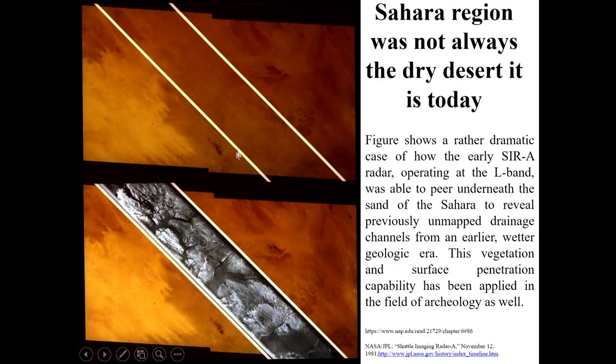But if the same area was imaged with Shuttle Imaging Radar SIR-A, which operated in L band, the long wavelength was able to penetrate the top sand surface and interact with the subsurface, and one can easily see that the paleo channel could be detected. The paleo channel is easily detected with the help of the L-band SAR data set. So here we are seeing the soil penetration capability of the SAR data set.